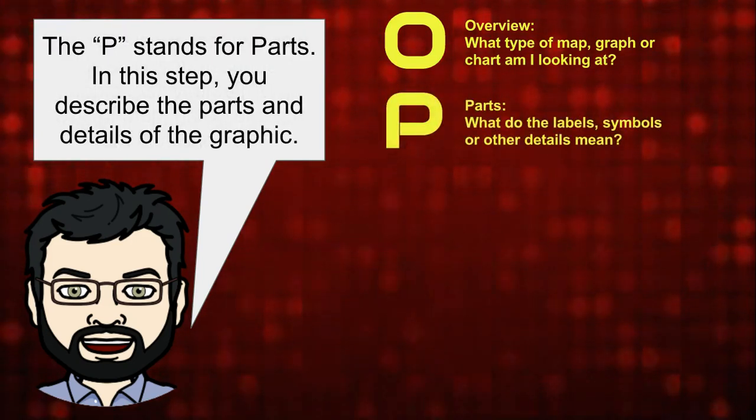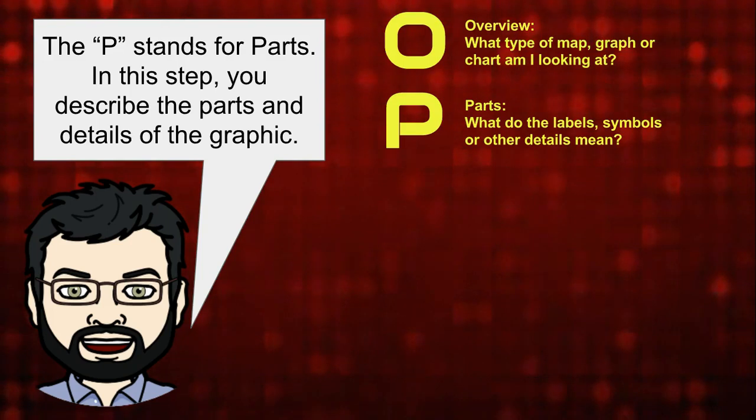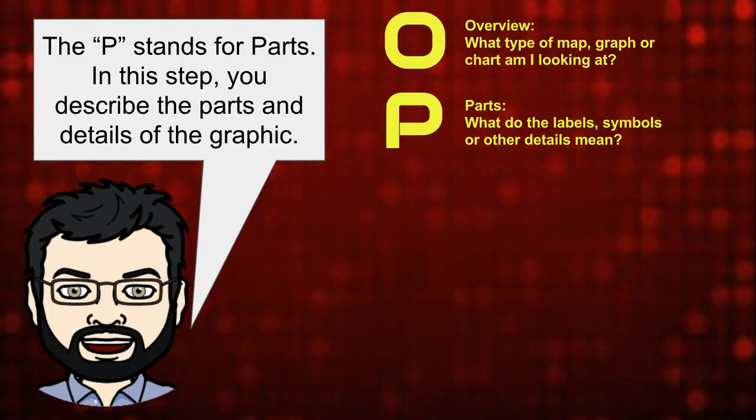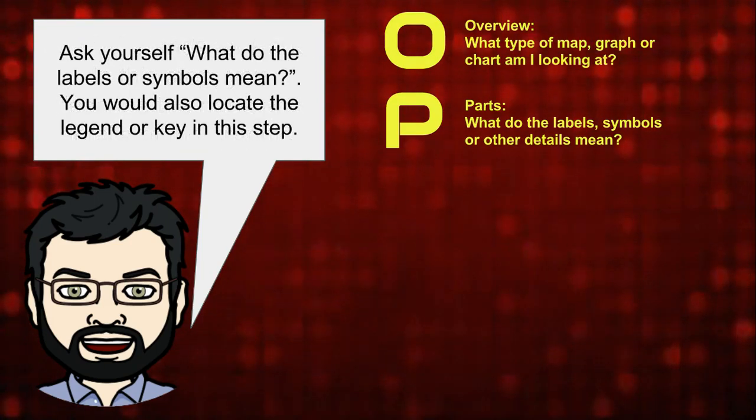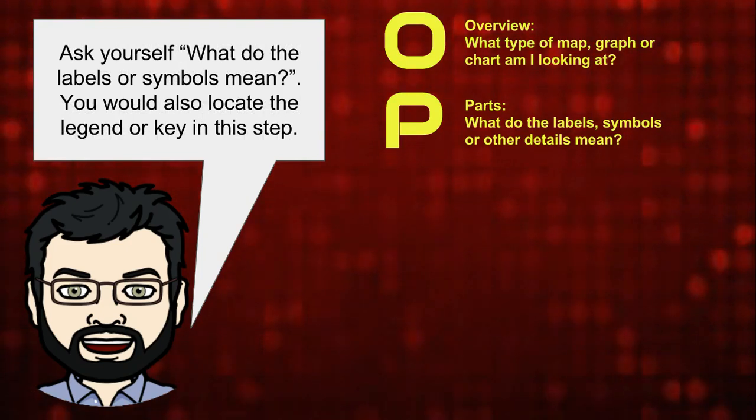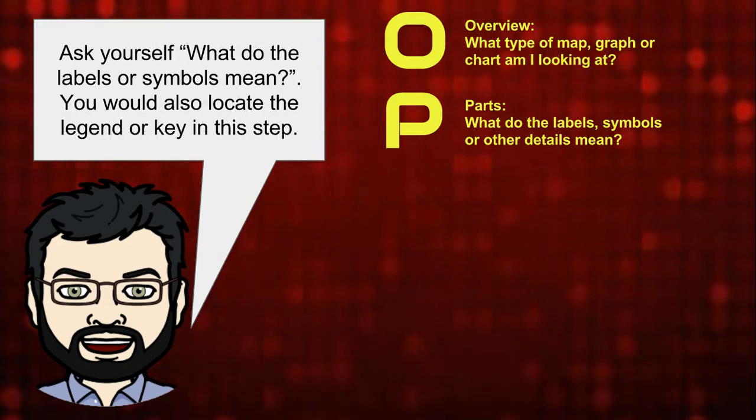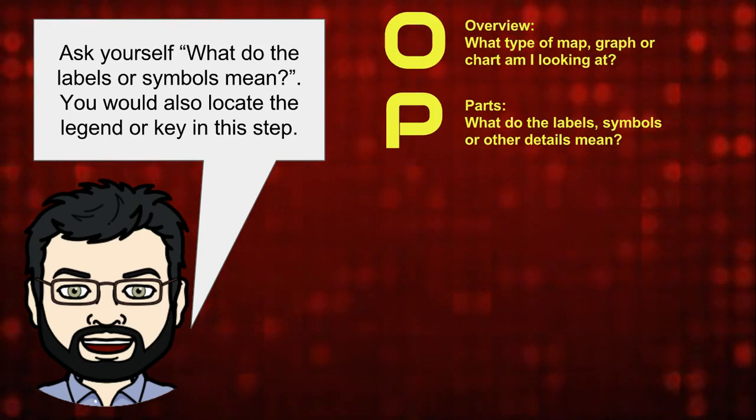The P stands for parts. In this step, you describe the parts and the details of the graphic. Ask yourself, what do the labels or symbols mean? You would also locate the legend or key in this step.